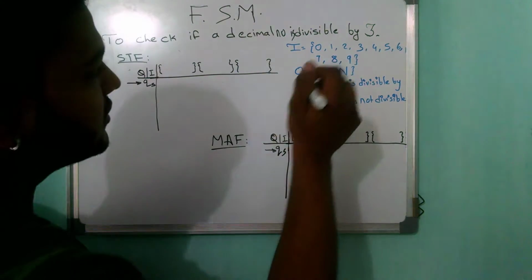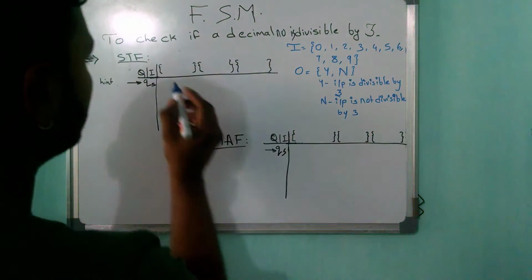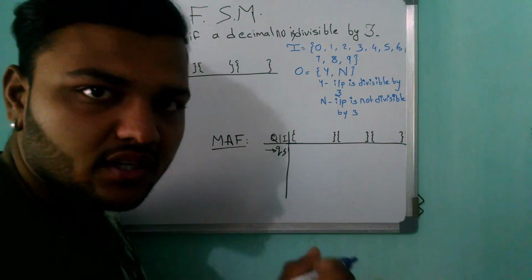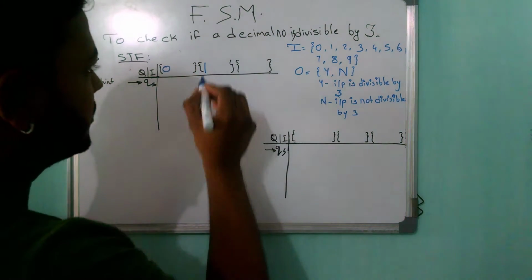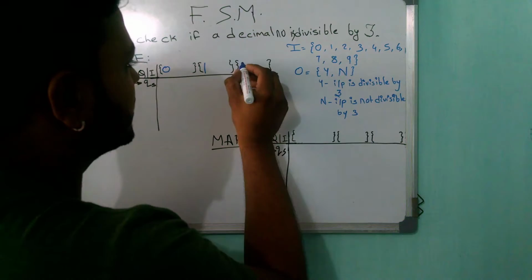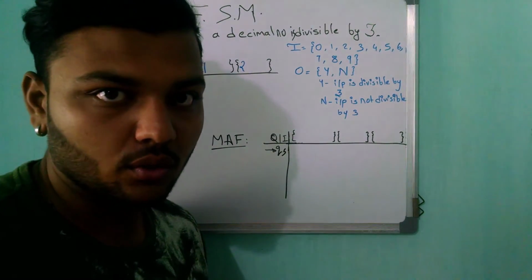Okay, so we divide the first number, 0, by 3, we get the remainder as 0, so we put it in the first group. We divide 1 by 3, we get 1 as the remainder, so we put it in the second group. We divide 2 by 3, we get 2 as the remainder, so we put it in the third group. You see here we are taking out the remainders, okay, and not the quotient.